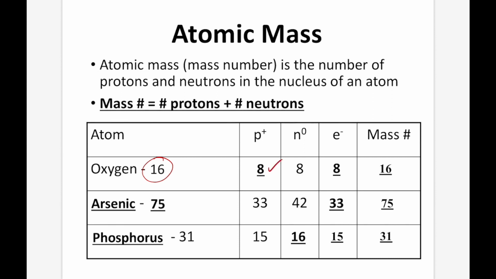It has 8 protons, 8 neutrons, and 8 electrons, because we said in a neutral atom, which this is, it has the same number of electrons and protons. Therefore, it has an overall mass of 16. Arsenic, with a mass of 75, is going to be a little bit different.